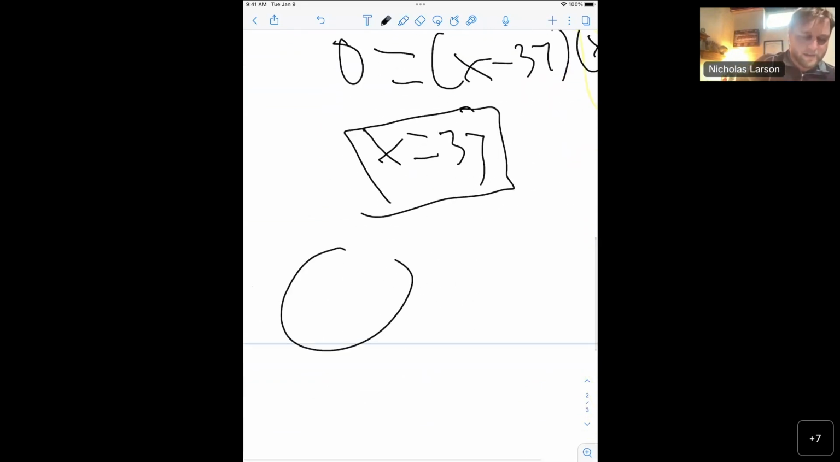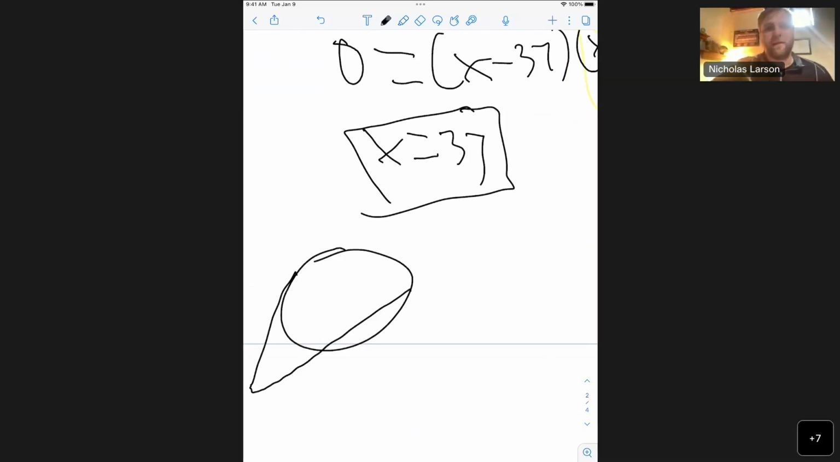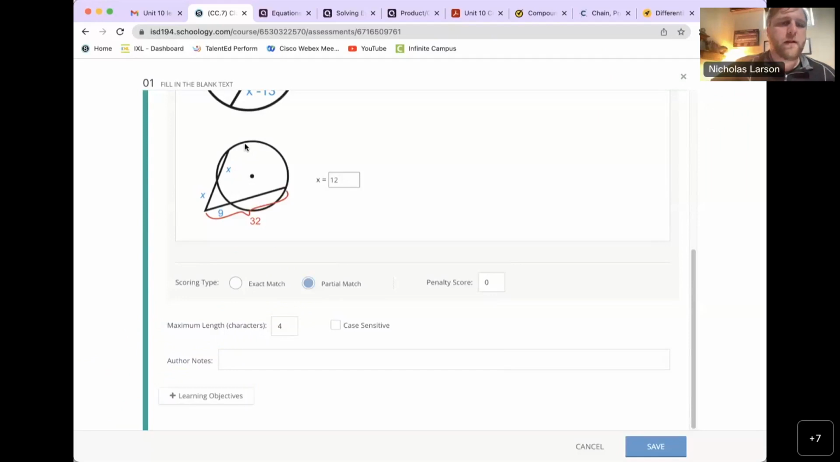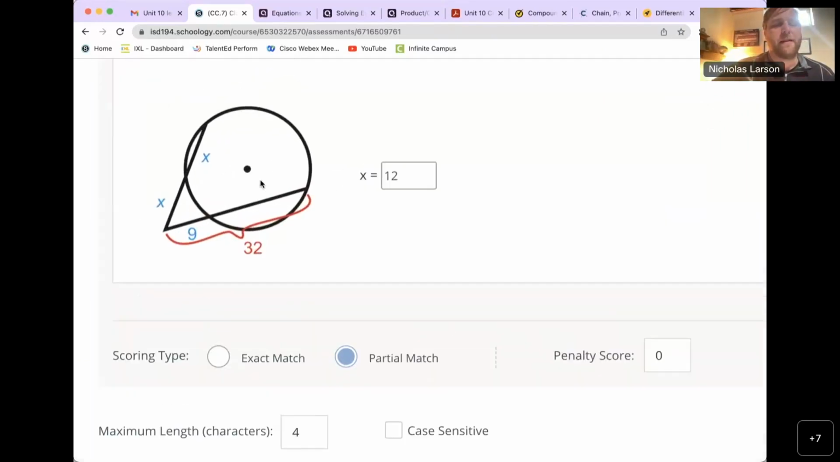The second one looks like this. Let me share it so you can see it. I'm going to do that same idea: 9 times 32 equals x multiplied by x plus x. The whole thing is x plus x, and the little segment on the outside of the circle is also an x. So it's kind of confusing, and I get that.